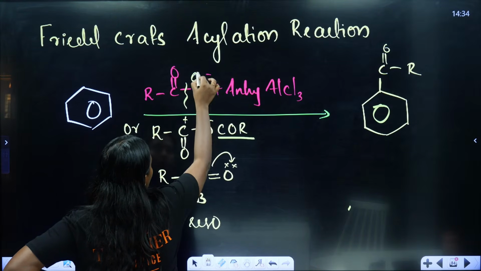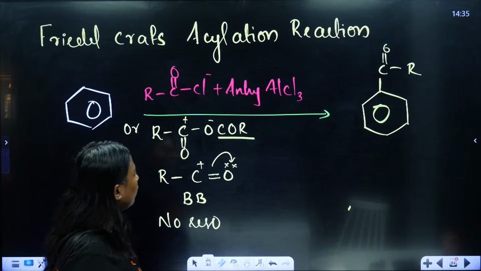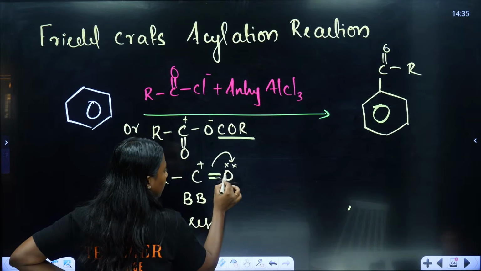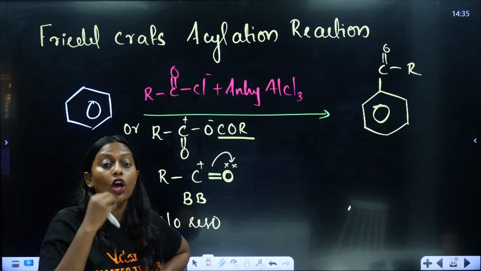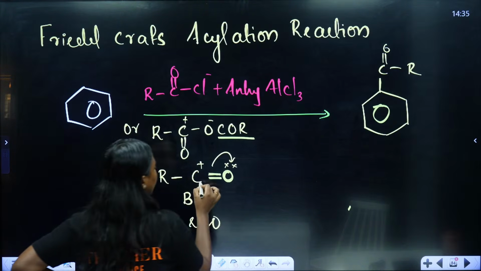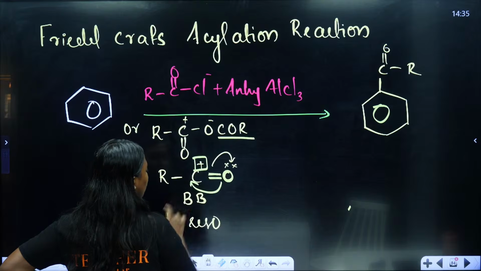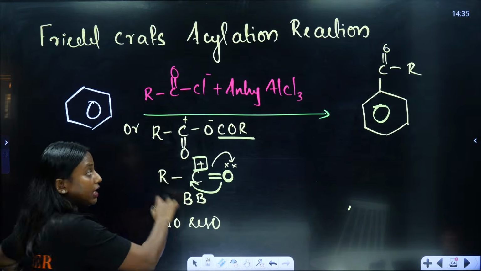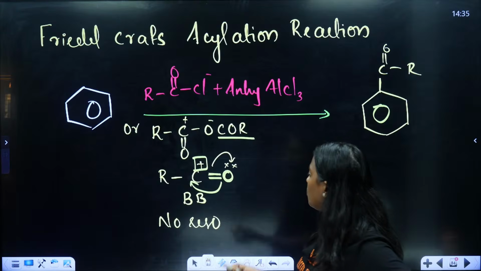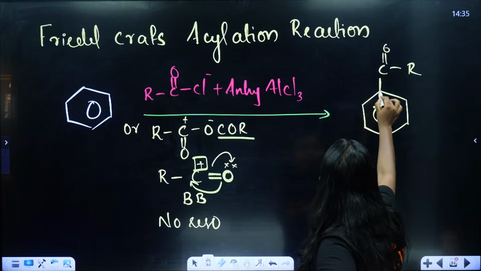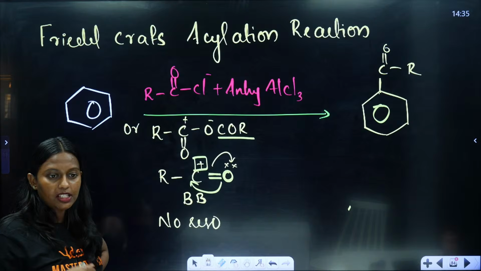So we get the OCOR species. In the next step what will happen? There is a C double bond O. Oxygen contains a lone pair of electrons, and the carbon has a vacant orbital because there is a carbocation, so you can see back bonding. There is no resonance, but back bonding is there, which means it's more stable. So the carbocation directly goes and attaches to benzene. Clear? I hope it's clear, guys.